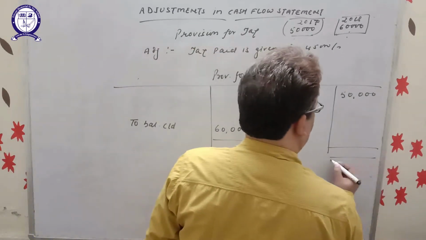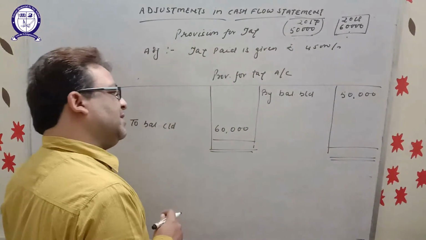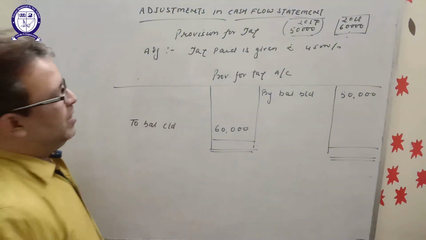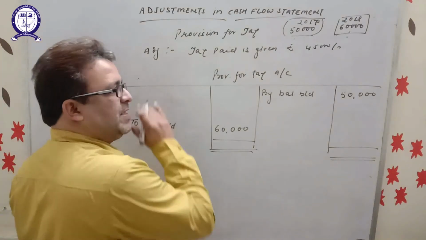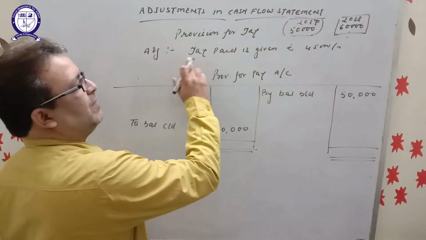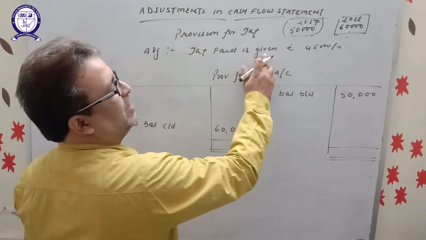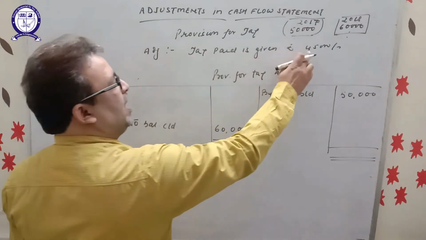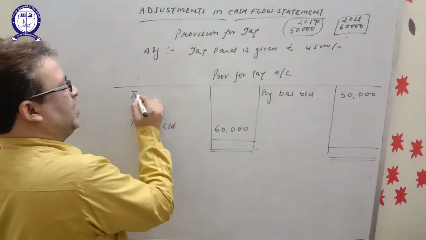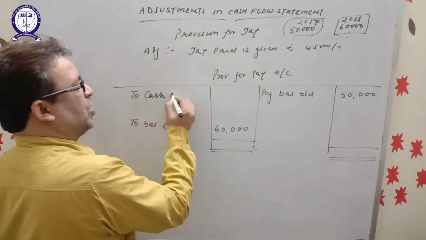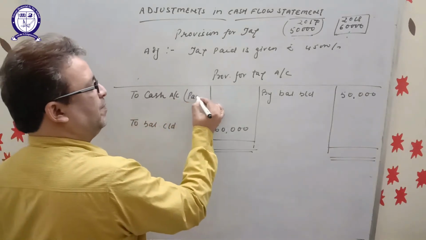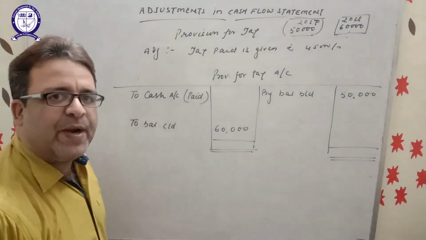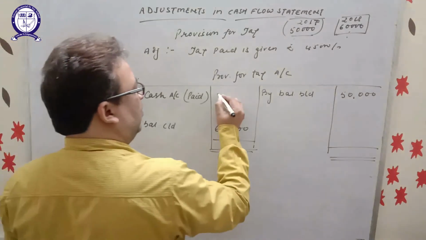Now the rule of liabilities accounts: if a liability increases, we record it on the credit side, and if the liability decreases, we record it on the debit side. Now the adjustment says that we have paid tax during the year. When we pay, our liability will reduce. So income tax paid will be recorded here on the debit side: to cash account, income tax paid, 45,000. And a second time it will be recorded in cash flow from operating activities.